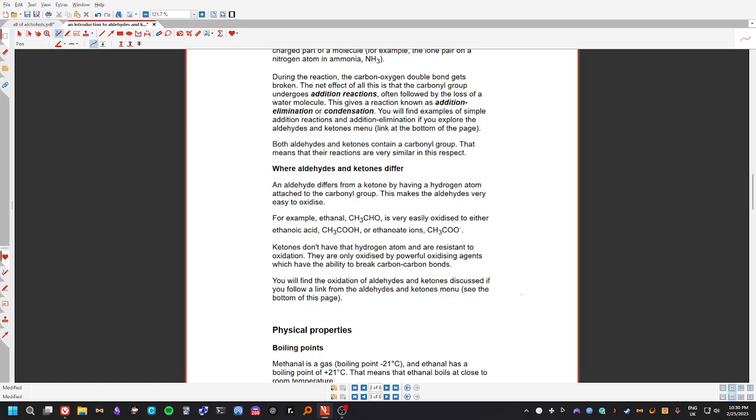For example, ethanal, CH3CHO, where we have a double bond with your O, and a single bond with your H, is very easily oxidized to either ethanoic acid, where you have your COOH, a double bond with the CO, and the OH, or ethanoate ions, where you have a double bond with the CO.